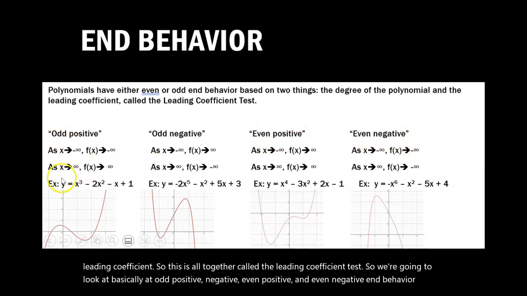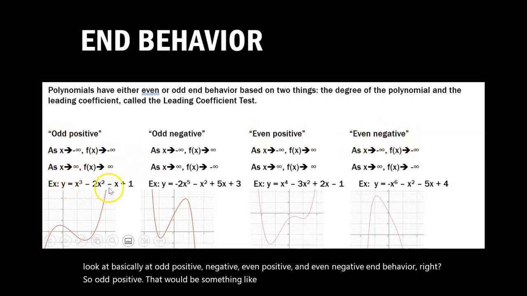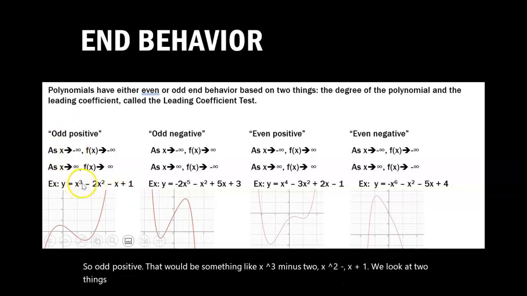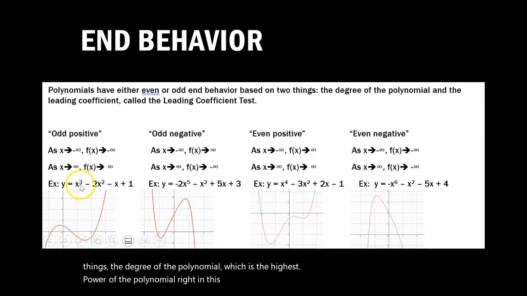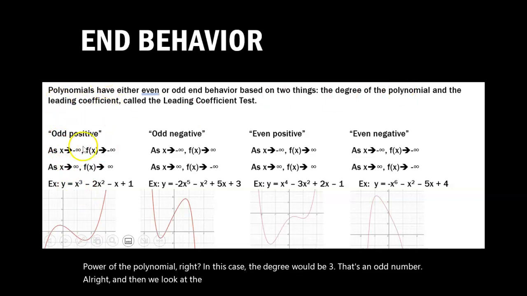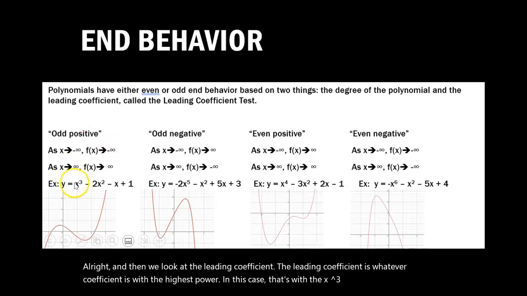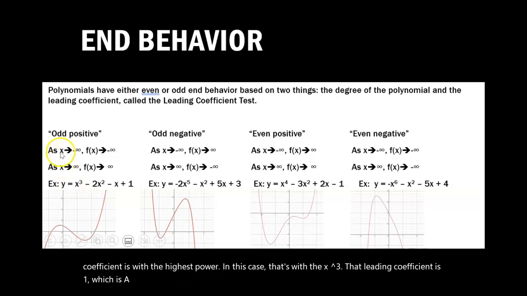All right, so odd positive, that would be something like x cubed minus 2x squared minus x plus 1. We look at two things, the degree of the polynomial, which is the highest power of the polynomial. In this case, the degree would be 3. That's an odd number. And then we look at the leading coefficient. The leading coefficient is whatever coefficient is with the highest power. In this case, that's with the x cubed. That leading coefficient is 1, which is a positive number. So we say this has odd positive end behavior.